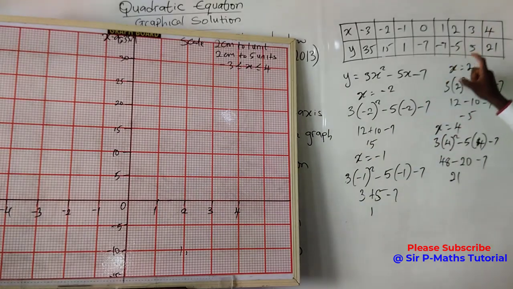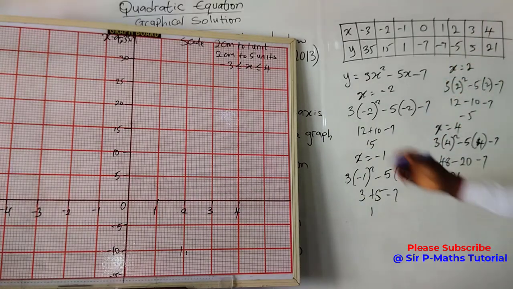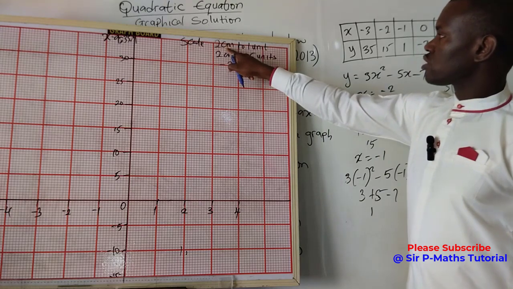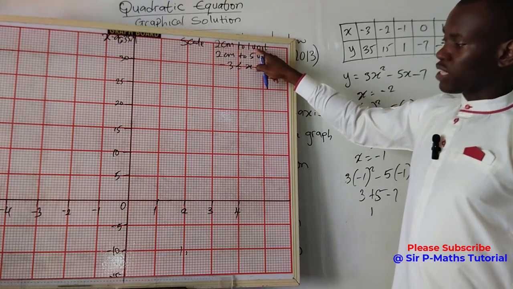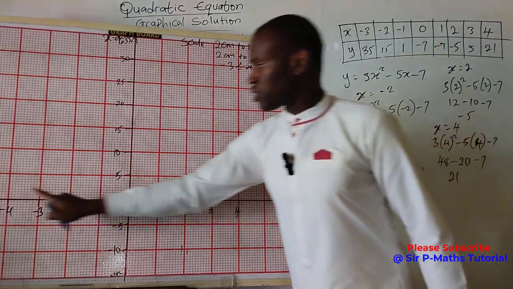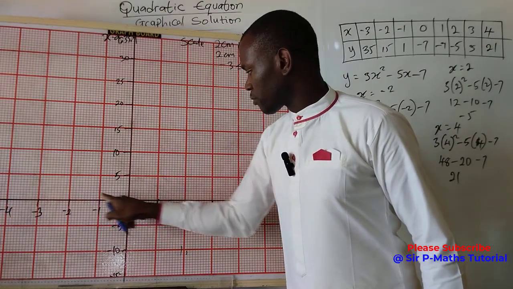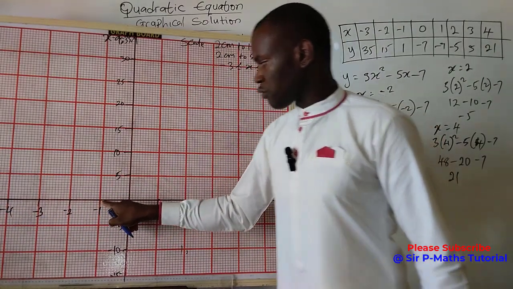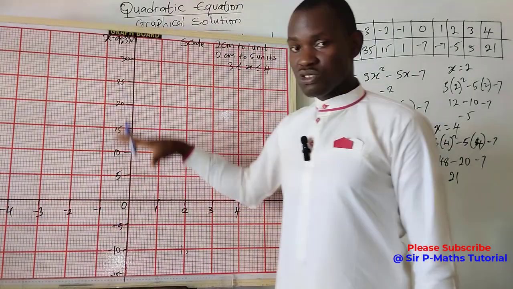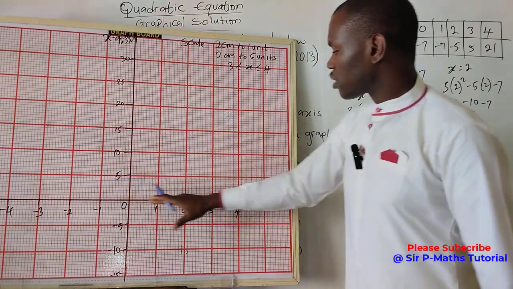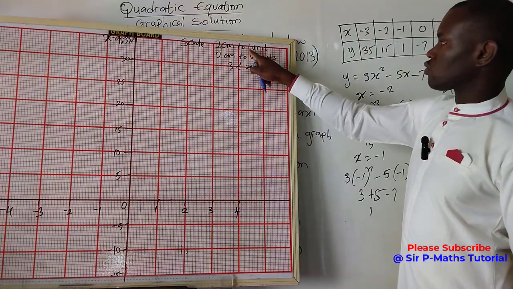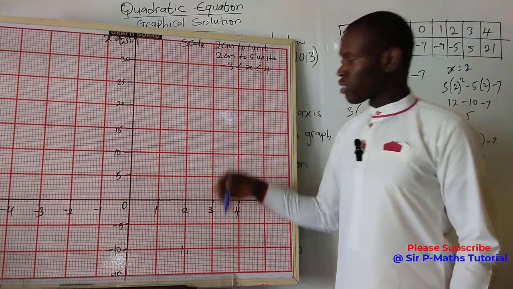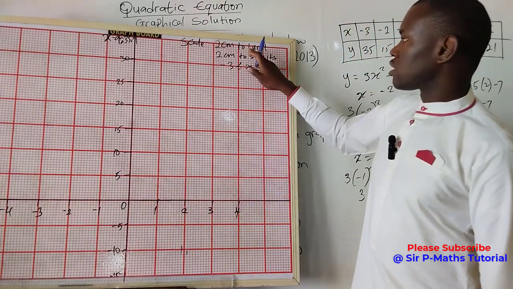Then the next thing we consider is the scale given to us. I've written it here. 2 cm to represent 1 unit for the x-axis. That means for each 2 cm, from here to here is 2 cm, from here to here is 2 cm, because I am using 2 cm graph. So for each 2 cm, you write 1. We are using 1 unit. So our difference in range is 1.